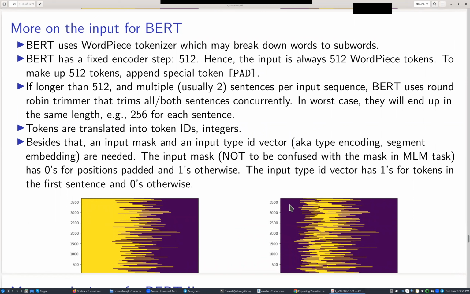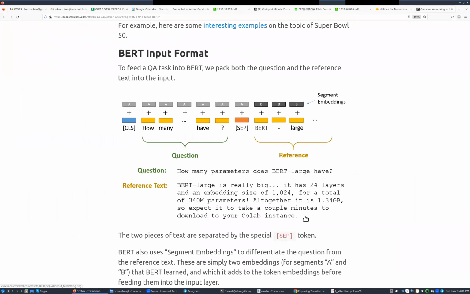For example, here the first blue one is 0, then it's 1, then 0. If you have multiple sentences, you're going to have a bunch of zeros followed by ones, followed by zeros, followed by ones. Basically, it tells the BERT model that between 0 and 1 is a boundary between two different input segments. For example, in this question answering example, we have a boundary between the question and the reference. You tell the model where the question ends, because you do not want to find the answer for the question within the question.